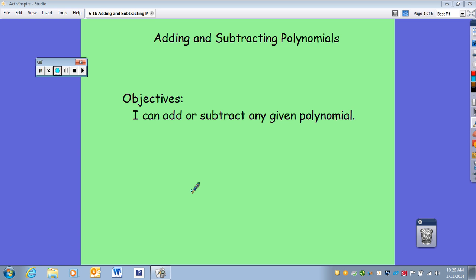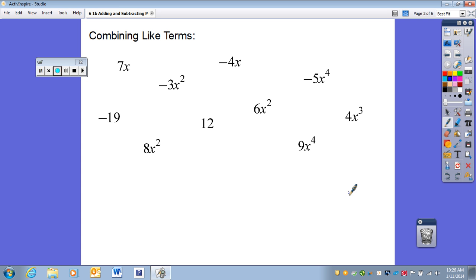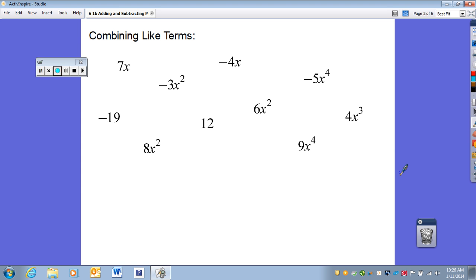In this lesson, we will be adding and subtracting polynomials. The first thing we need to remember is how to combine like terms. Like terms are those that have exactly the same base and exactly the same exponent. And if you remember, when we have like terms, we will combine them together, adding or subtracting only the number out front or the leading coefficient.